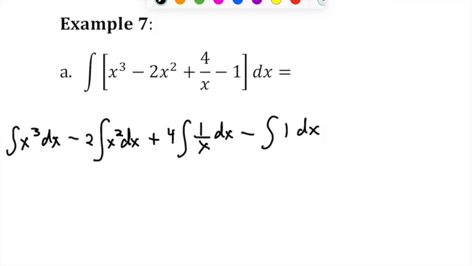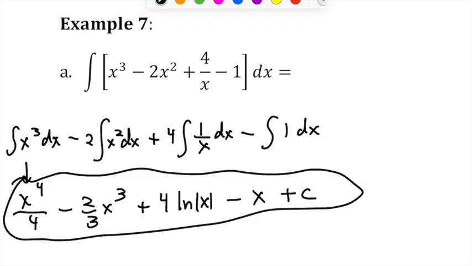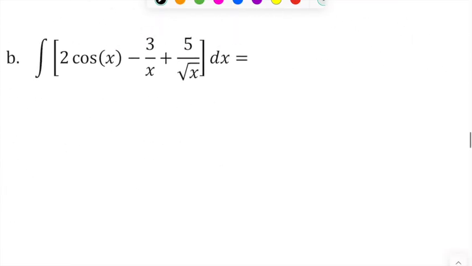So if we do the integral of the first one, we're going to add 1 to x, so that makes x to the 4th divided by 4, minus, if we add 1 to the 2, that gives me x cubed, plus, now the integral of 1 over x is log of x, minus, and then the integral of 1 is just x, and then we always want to put our constant. And there you go, part B. And that's the only time I'm going to do that. I'm not going to rewrite that a bunch of times.